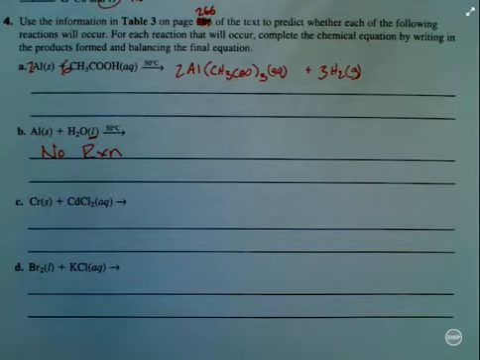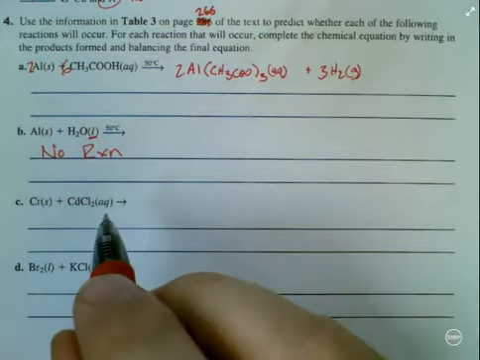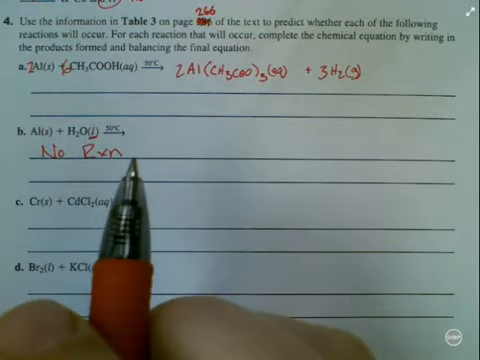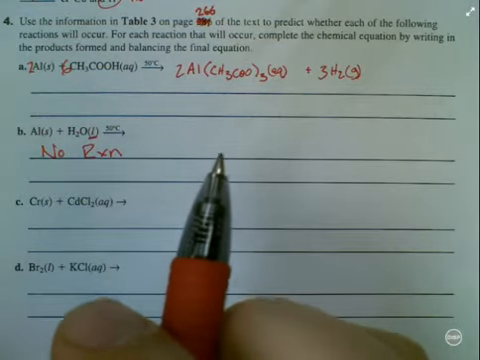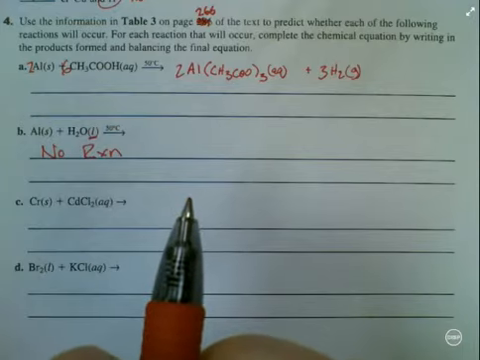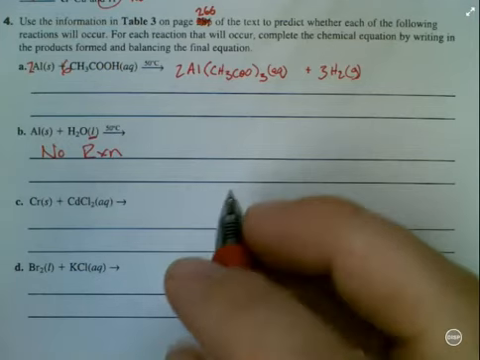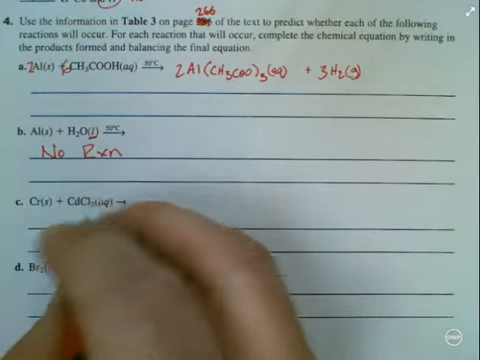C. Let's see, chromium and cadmium chloride. I'm going to find chromium and cadmium on the activity series. Let's see, chromium. All right, and there is cadmium. Yes, chromium is listed above cadmium, so this reaction will happen.